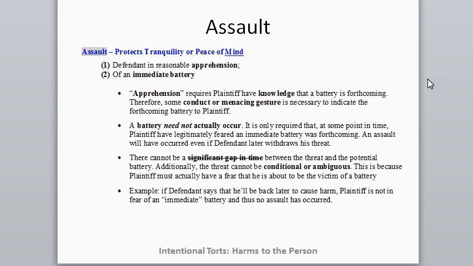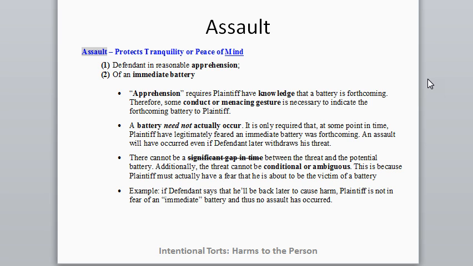Assault protects tranquility or peace of mind. Now, this is one that before I went to law school, I thought assault was a battery. I had it backwards, or I didn't even consider what a battery was. I just thought of assault because that's what you see in the TV shows. They always talk about assault. I guess the word battery doesn't have the same cachet.